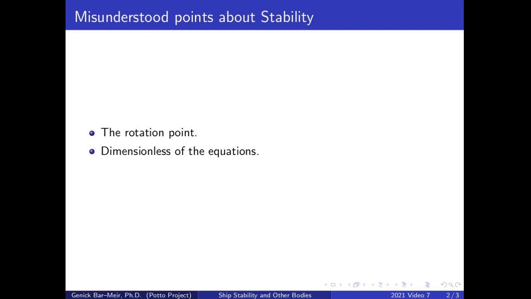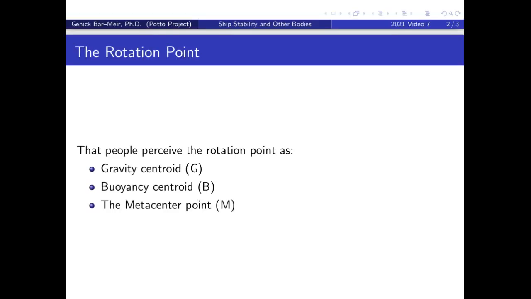What is the misconception about stability? The first that comes to mind is the rotation point. There are a lot of people who have different points of view on this, and we want to make sure that it's really clear. And the second thing that we want to do is dimensionalize the equation and the results and find a way of using it in a more professional way.